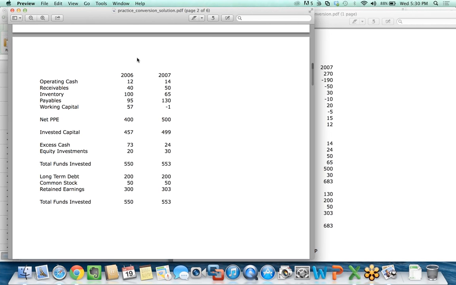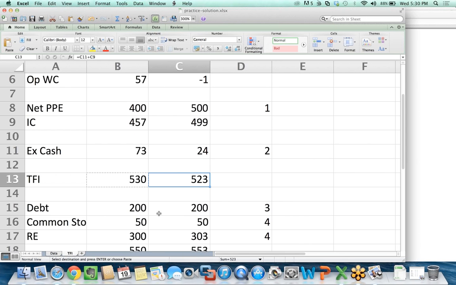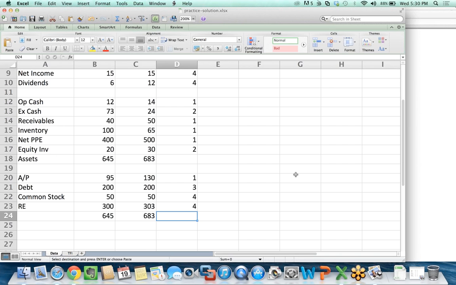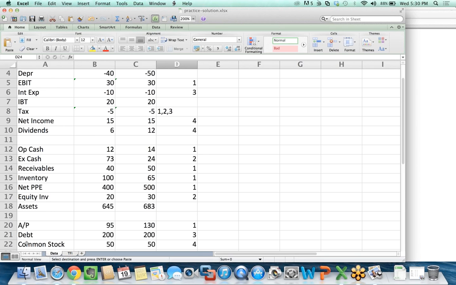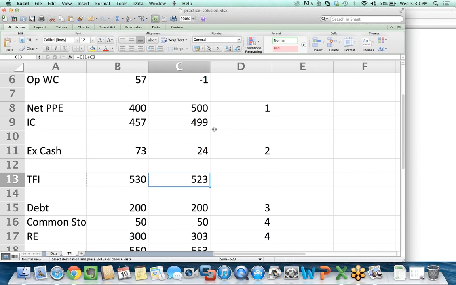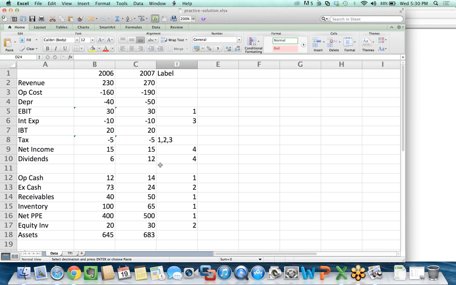So we go back to my TFI. Oh, I'm missing a 2. This is why labeling is important. When I told you to put all the 2's together, I forgot a 2. I was doing this very quickly, and I put in one 2, which is the excess cash, but I left another 2 out. This was my Lego on the floor comment that I made in the previous video. I'm missing my equity investments.